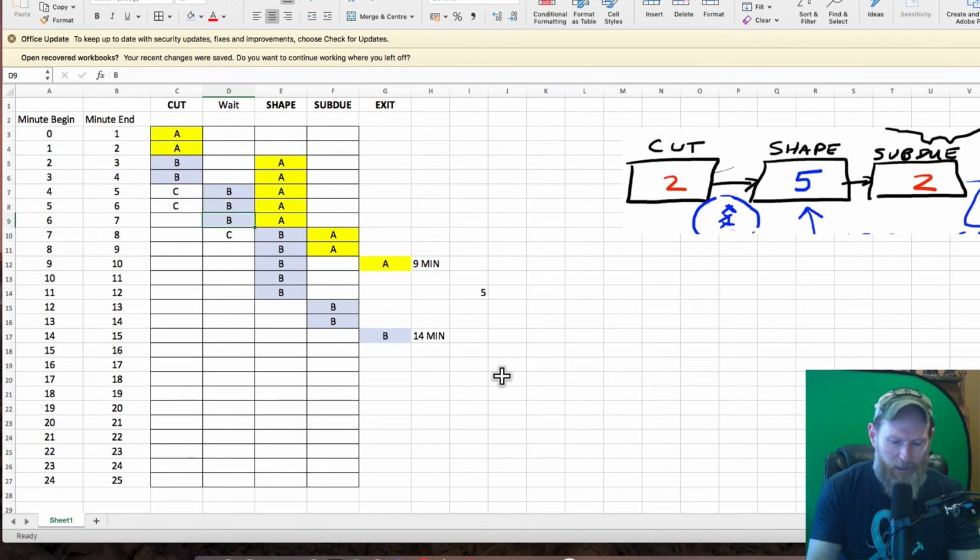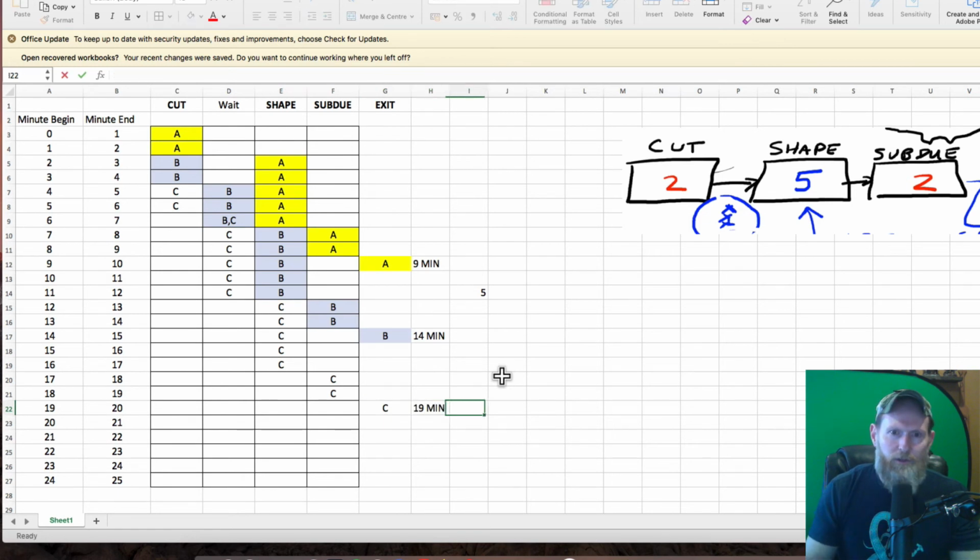We could put B comma C right here. In fact, I'll just go ahead and do that. B is going to move out of there, so we'll still have C there, and C will be waiting even longer than B had to. Okay, another minute there, in addition to these. And then C is going to be able to move into the shape station. It'll spend 5 minutes there, and then move out into subdue for 2, and then down here, it will exit the system at the beginning of 19 minutes.